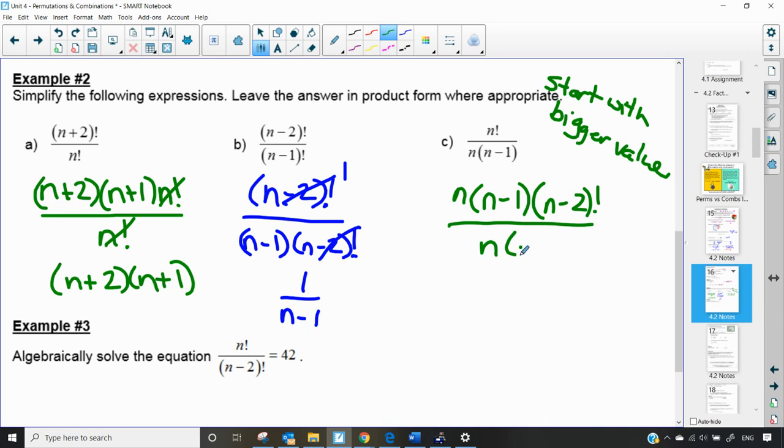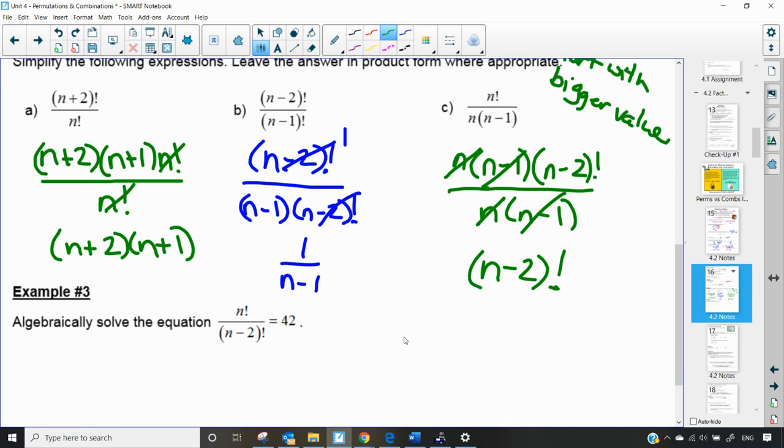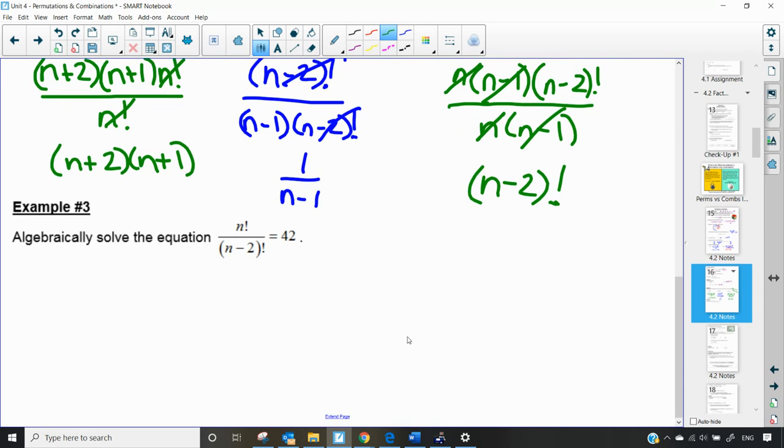And then on the bottom, I've got n and n minus 1. So my n's are going to cancel. My n minus 1's are going to be canceled. And I'm going to be left with n minus 2 factorial. So that's how we break down the expressions. Once we know how to break down the expressions, then we can go one step further and get into solving expressions. And we're going to solve by simplifying.